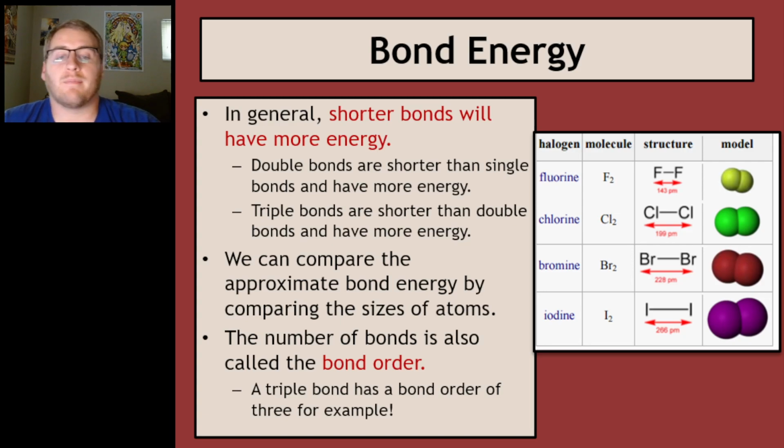We can compare the approximate bond energy by comparing the size of atoms. The number of bonds is also called the bond order sometimes. So you might see that in a question. A triple bond has a bond order of 3. Double bond is bond order of 2. It's just another way to say single, double, or triple.